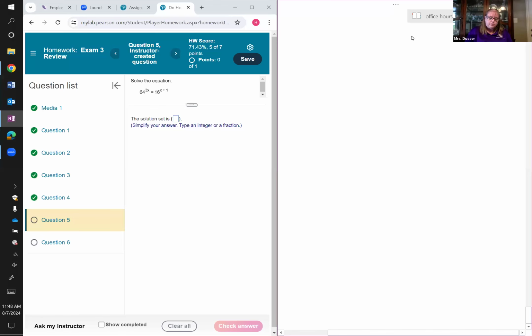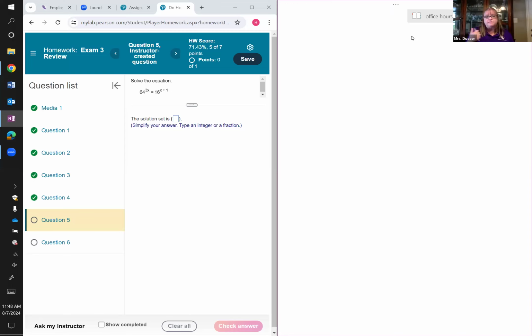Here we're asked to solve the equation, and then they give us an exponential equation: 64 raised to the 3x is equal to 16 raised to the x plus 1. Now we've got exponential on both sides of the equation, and so the easiest way to solve that is to rewrite both sides of the equation to where they have the same base.